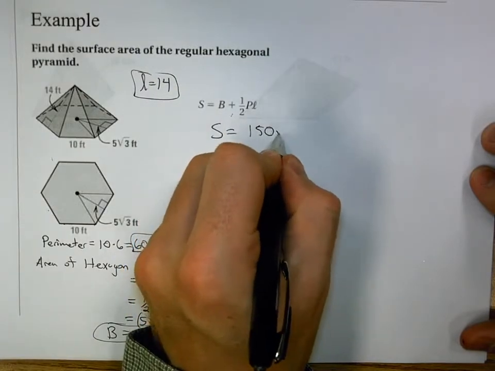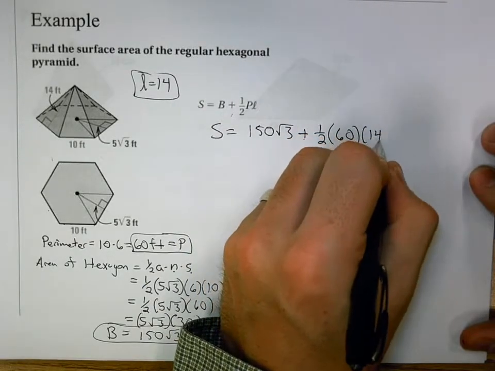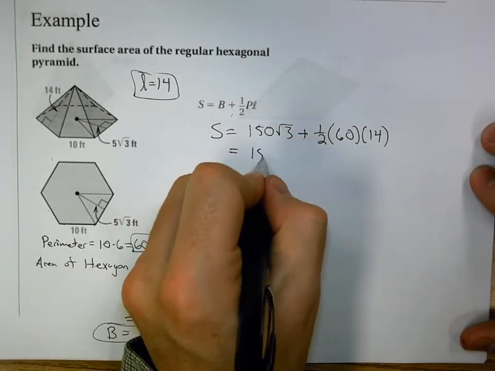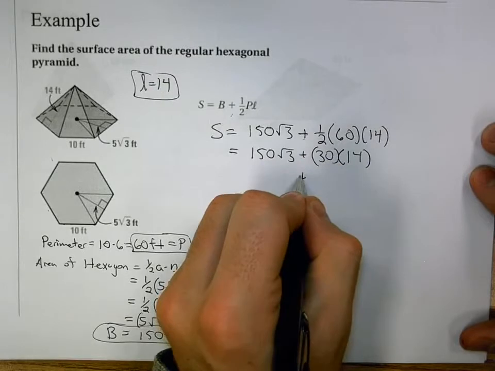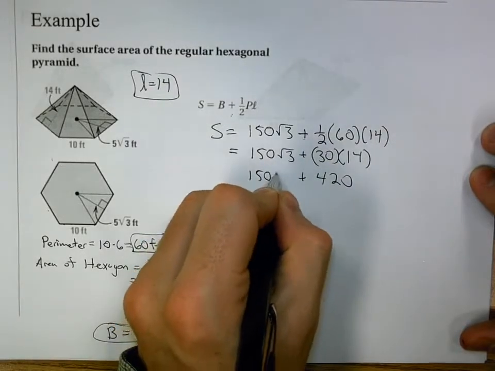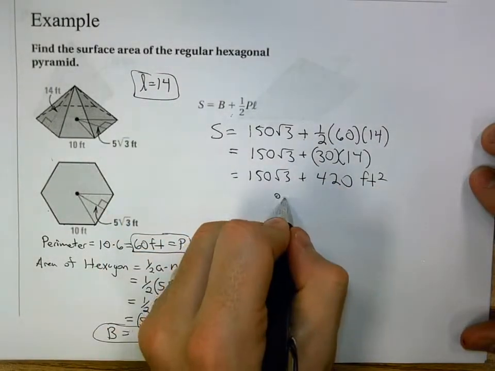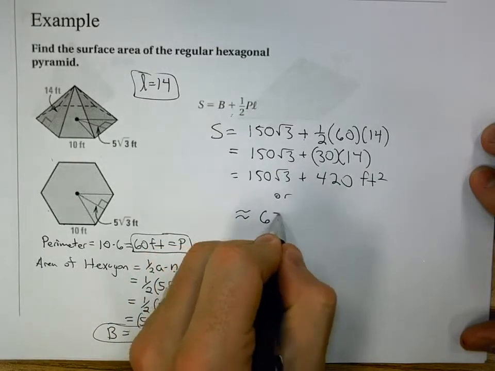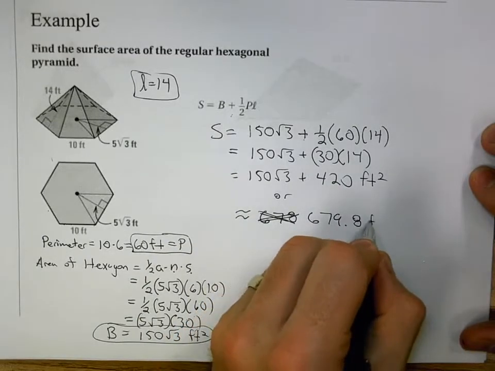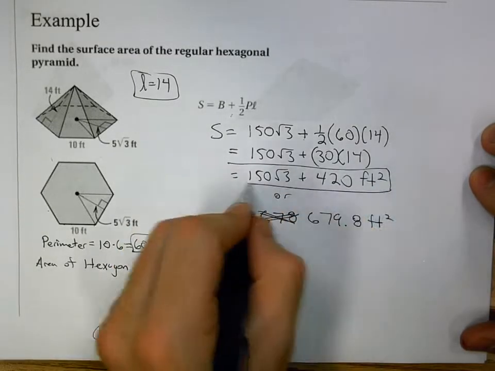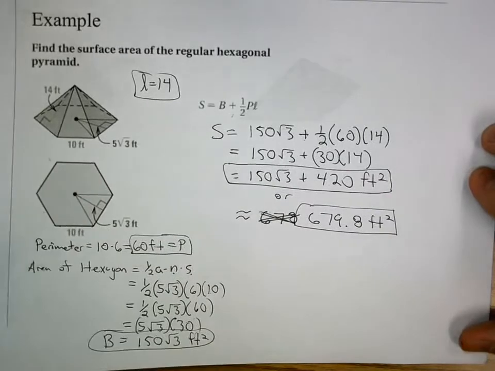I get 150√3 plus 1/2 60 times 14. That gives me 150√3 plus 30 times 14. This ultimately becomes 150√3 plus 420. Now that is in simplified radical form. We could leave it like that. If they wanted it as a decimal, you could plug it in and it comes out to be 679.8 feet squared. So, simplified radical form, or to the first decimal place. Two answers, each would be the same thing.